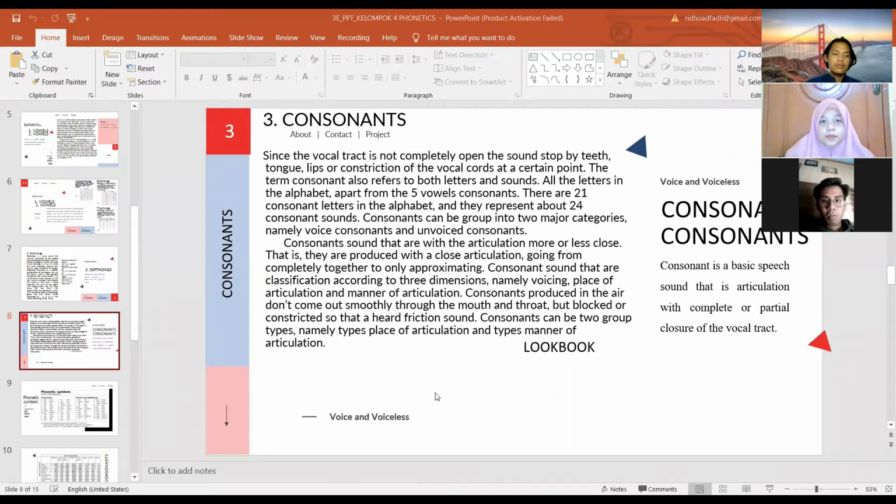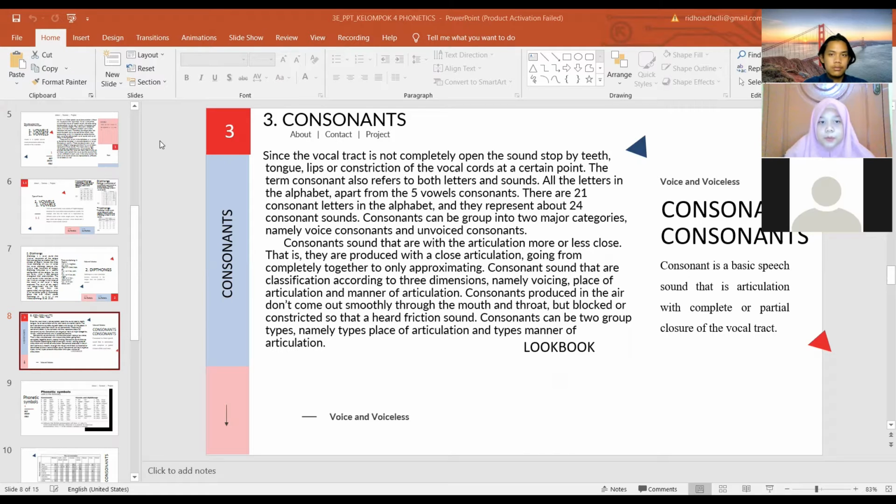A consonant is a basic speech sound that is articulated with complete or partial closure of the vocal tract. Since the vocal tract is not completely open, the sound is stopped by the teeth, tongue, lips, or contraction of the vocal cords at a certain point. The term consonant also refers to both letters and sounds. All the letters in the alphabet, apart from the 5 vowels, are consonants. There are 21 consonant letters in the alphabet, and they represent about 24 consonant sounds.